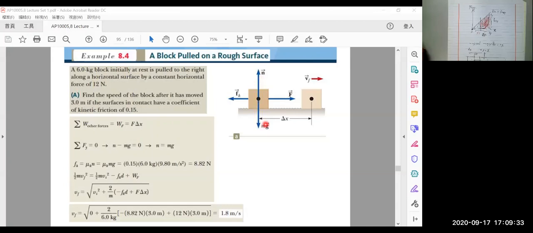Normal force, weight, pulling force 12 Newton, frictional force. Because the object is moving, well, we actually should decide whether it is moving or not. The maximum frictional force is not provided, but let us just take a look. 0.15 times the normal force, it would be 0.882.